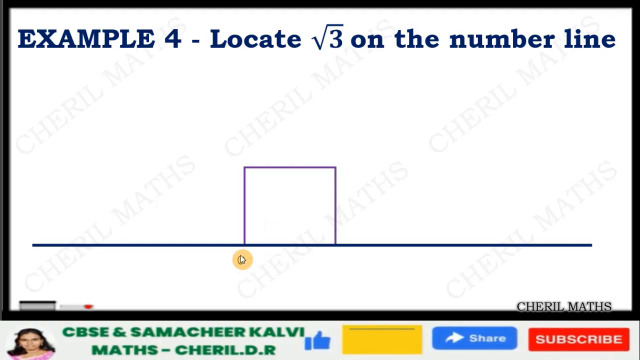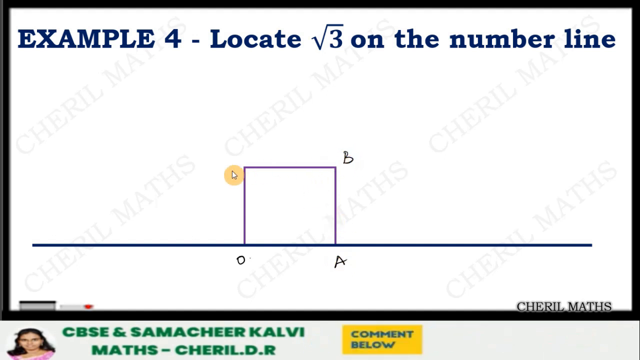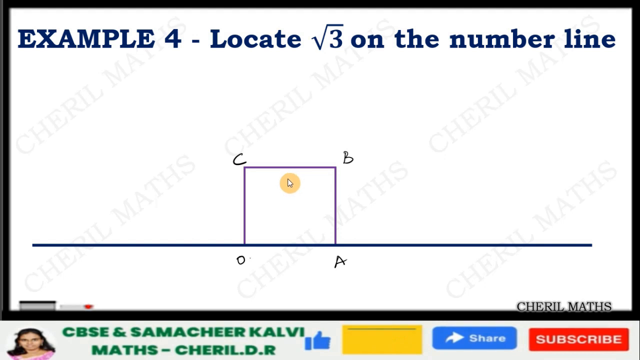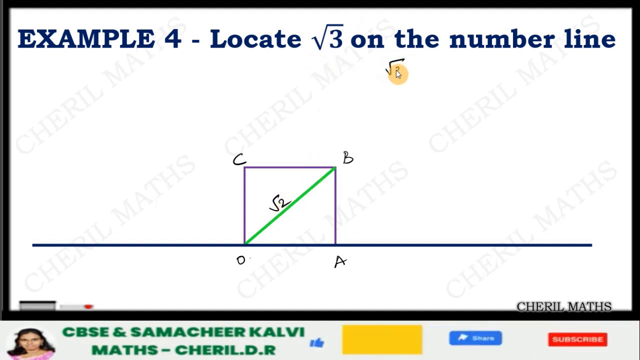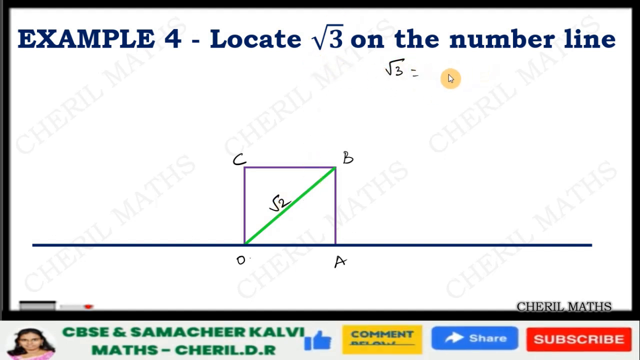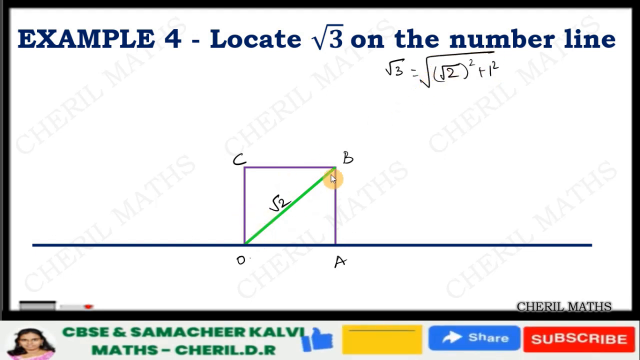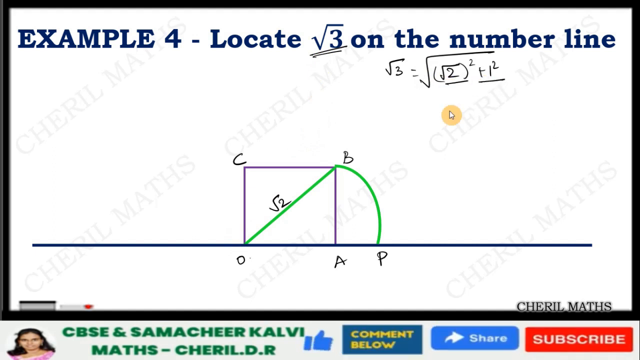So we drew a square OABC. Our diagonal was OB, and we already found that this is going to be root 2. So if I want root 3, 3 will be what? 2 plus 1. So I have to take the square root of root 2 whole square plus 1 square. For this root 2, when we drew the arc, we got OP to be root 2. Now for locating root 3, you need the square root of 2 plus 1.